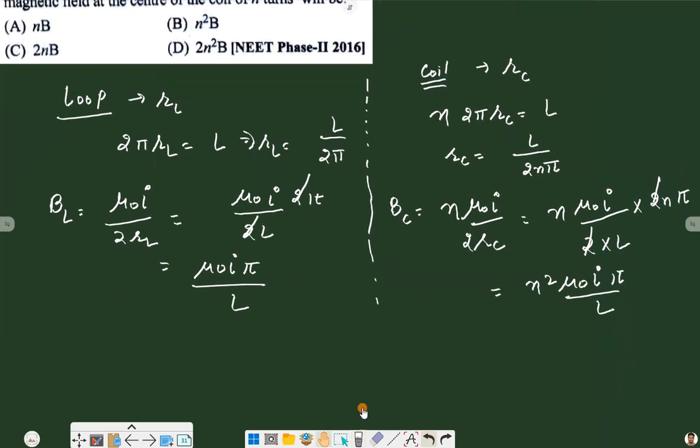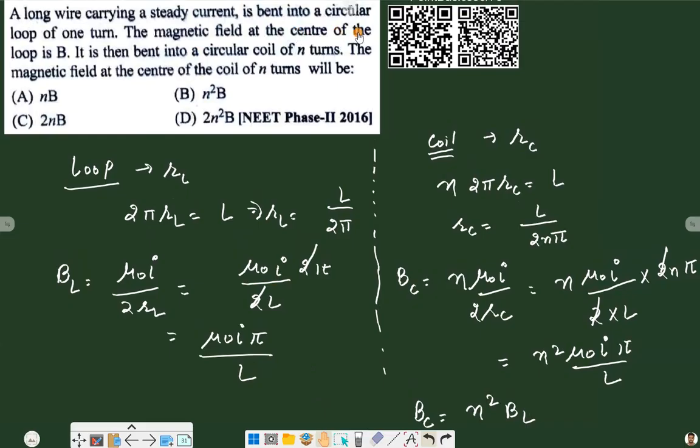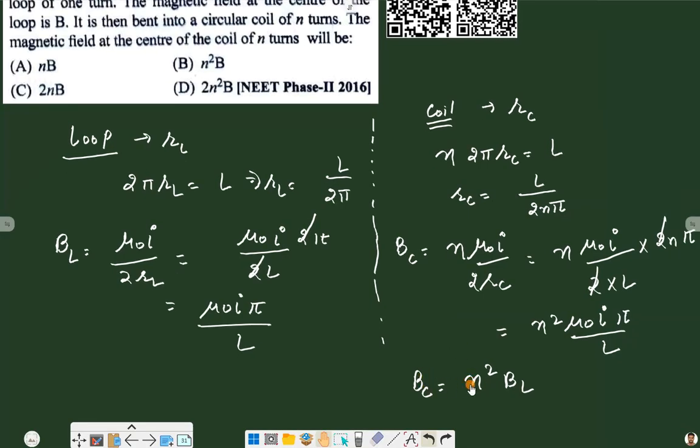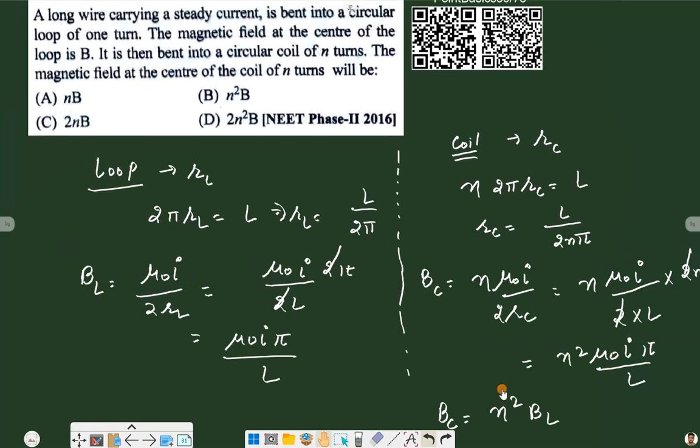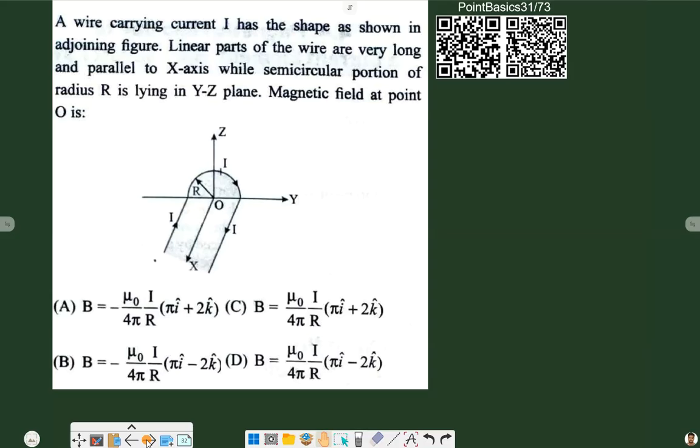So B_C, the magnetic field of the coil, is n squared times the magnetic field of the loop. And it is mentioned in the question that the magnetic field at the center of the loop is denoted as B. So at the coil it will be n squared times B. So that is option B for us. Option B will be the right answer. Moving to the next one.